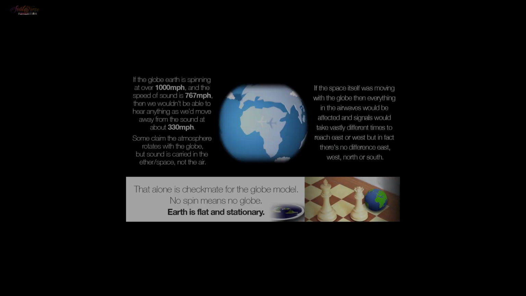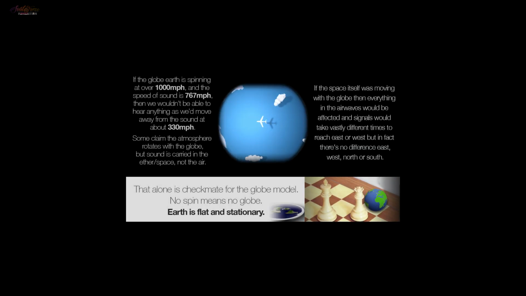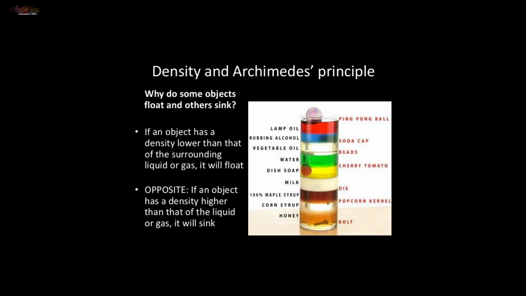If the globe Earth is spinning at over 1,000 miles per hour, and the speed of sound is 767 miles per hour, then we wouldn't be able to hear anything as we'd move away from the sound at about 330 miles per hour. Some claim the atmosphere rotates with the globe, but sound is carried in the ether or space, not the air. Density explains why objects fall to Earth, not gravity.